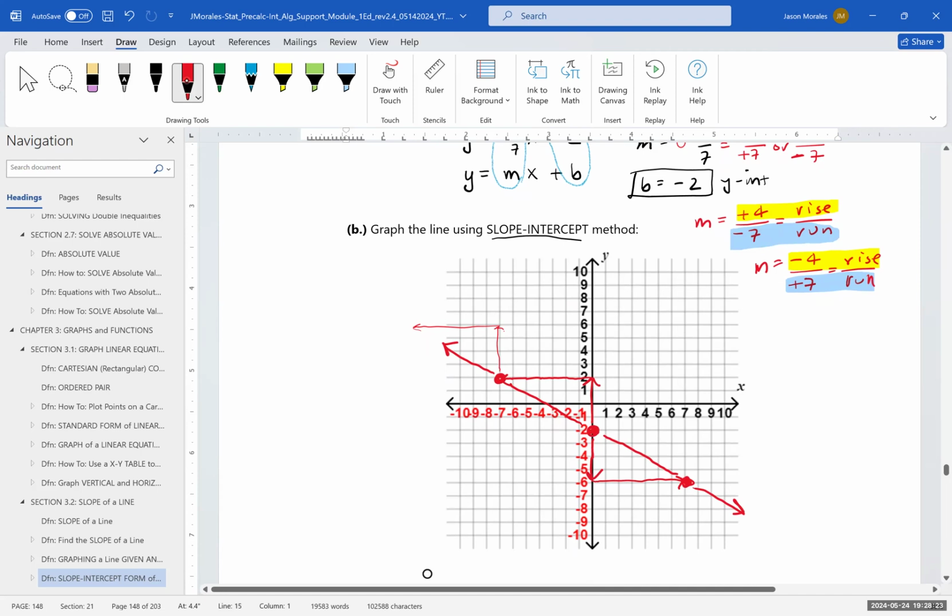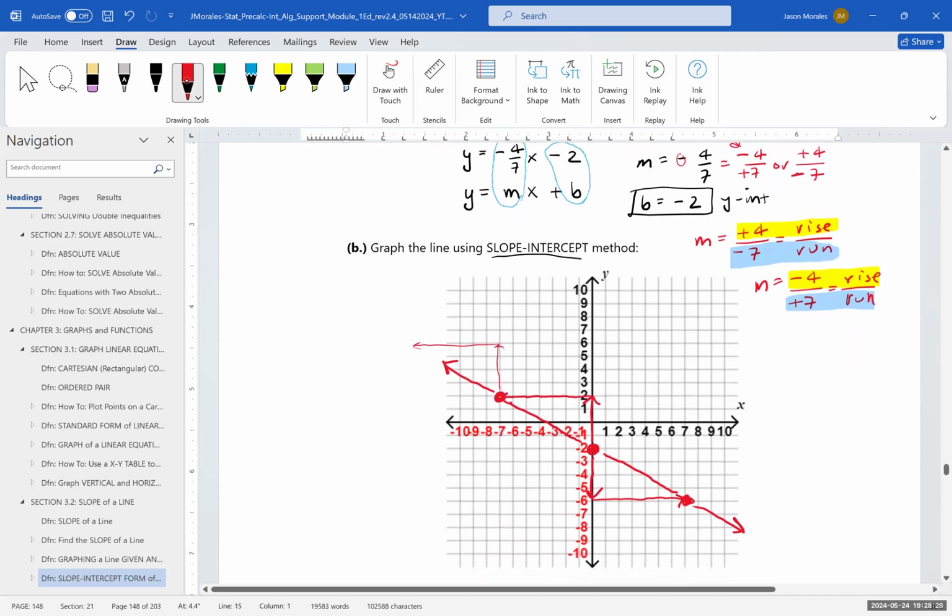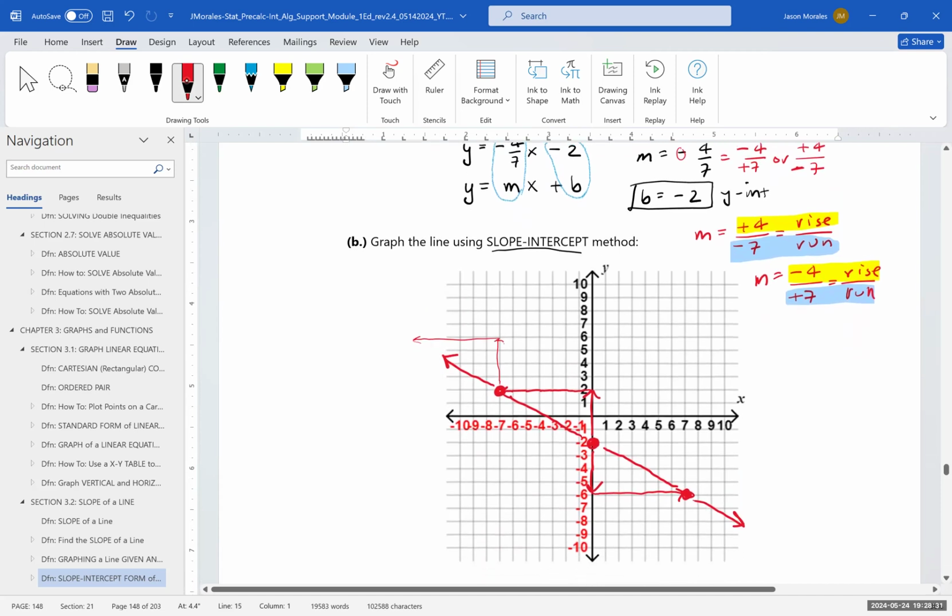The better you get at this slope-intercept form, the more you're going to love it. It really makes graphing lines so much easier. Okay.